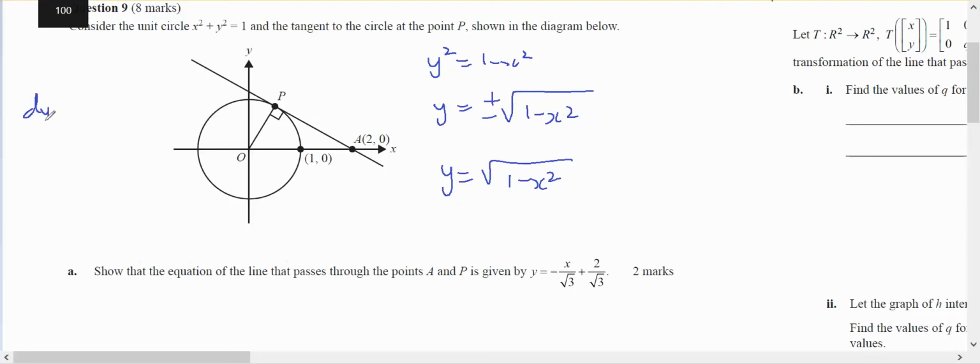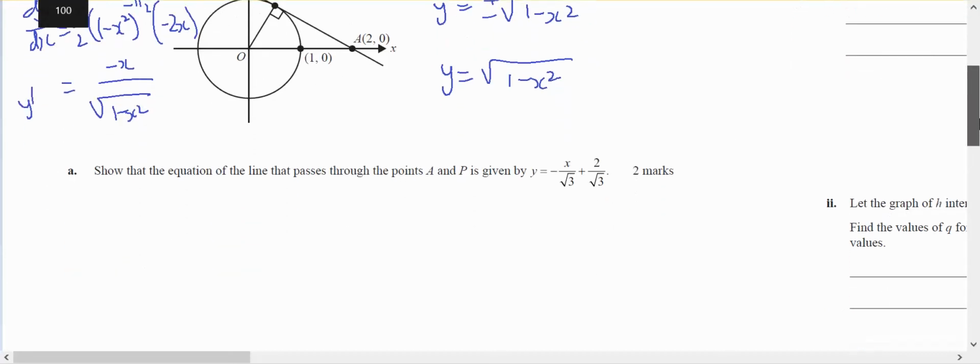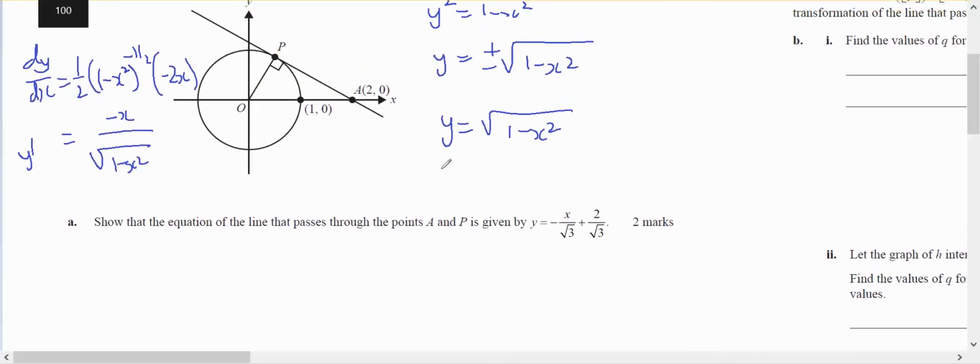And while I'm here, I'm taking the derivative. It's a chain rule happening. So it's a half, 1 minus x squared to the negative a half. Derivative of the inside is minus 2x. The 2's will cancel, leave minus x on top of the square root of 1 minus x squared. That's y dash.